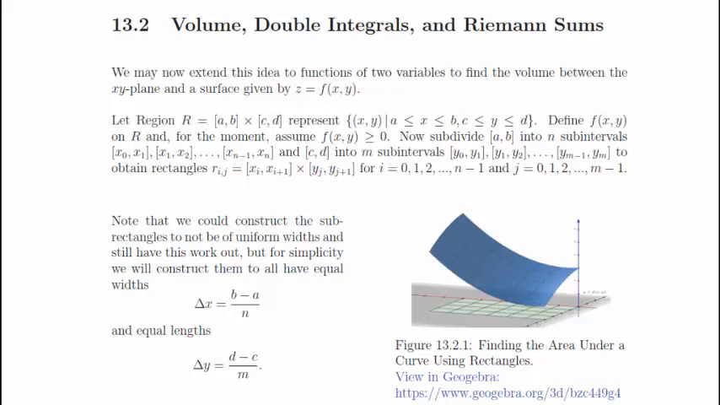We can now extend this idea to functions of 2 variables to find the volume between the xy plane and a surface given by z equals f of x comma y. Let the region R equal [a, b] crossed with [c, d]. So this is an x interval and this is a y interval.